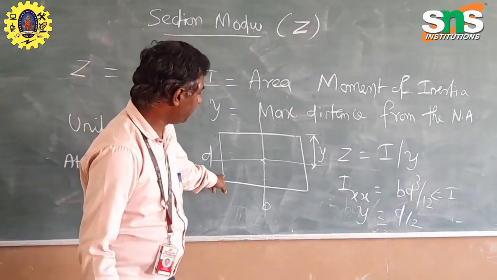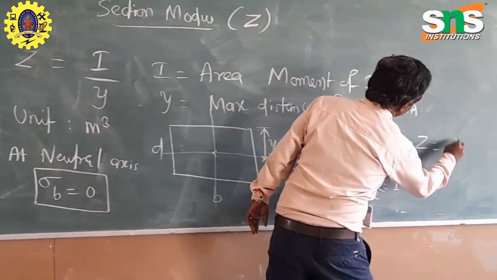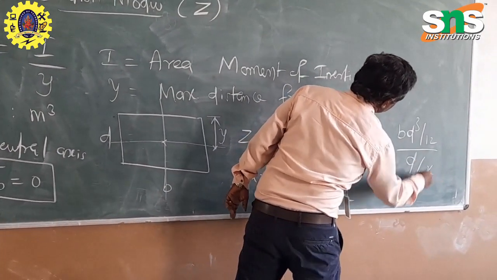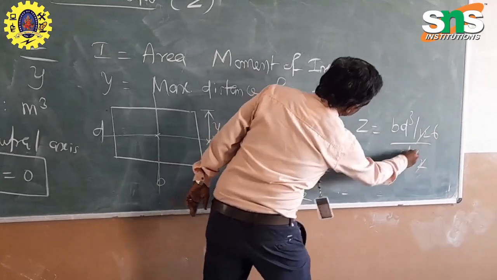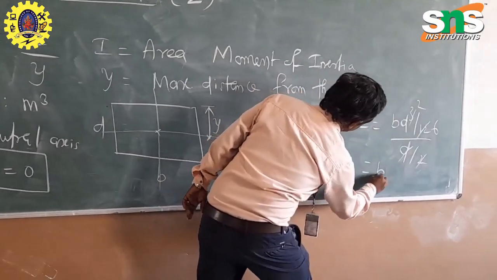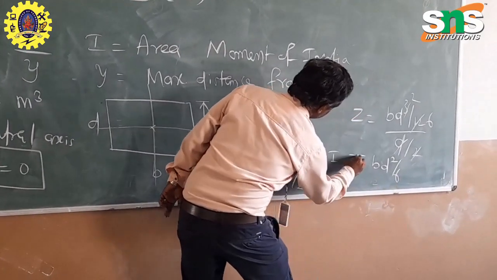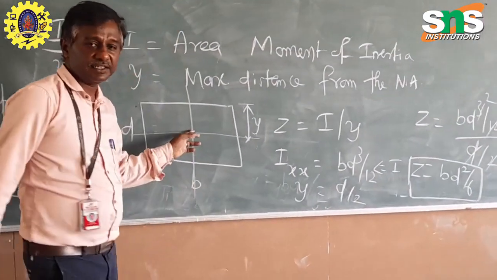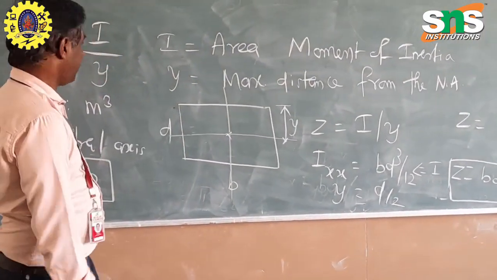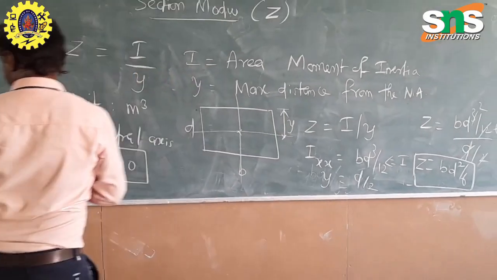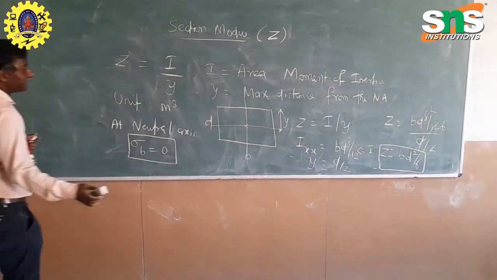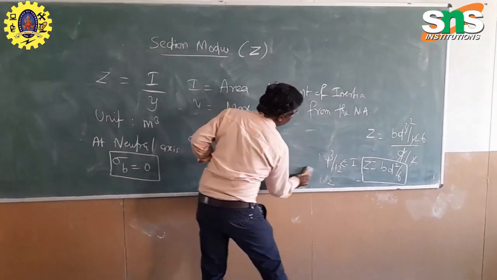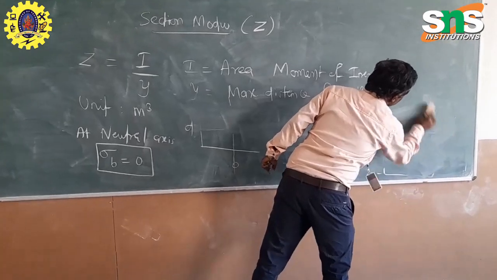For this case, Z is equal to b d cubed by 12 divided by d by 2. So this gives b d squared by 6, which is the section modulus for the rectangle. The same way we can find the section modulus for another cross section.